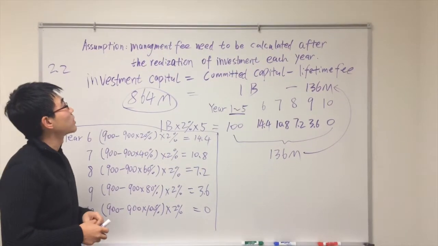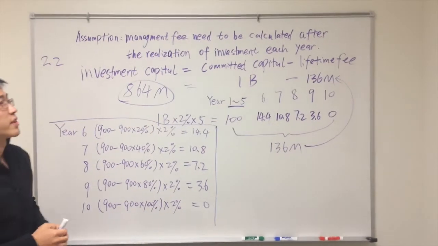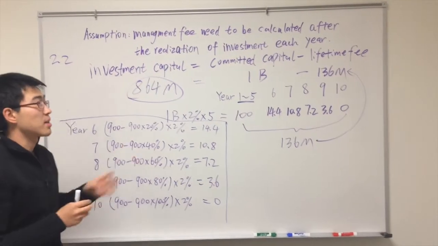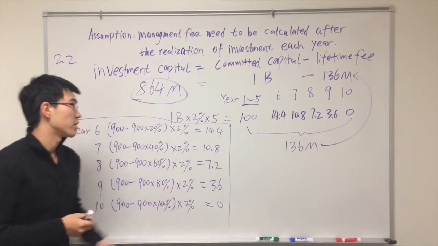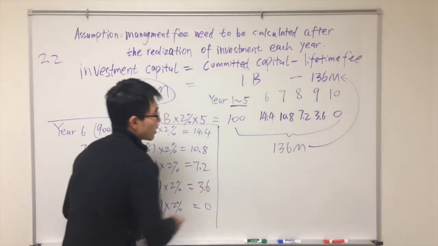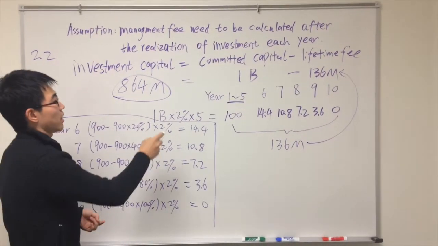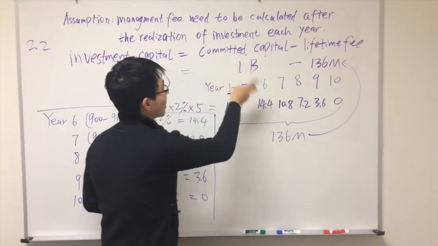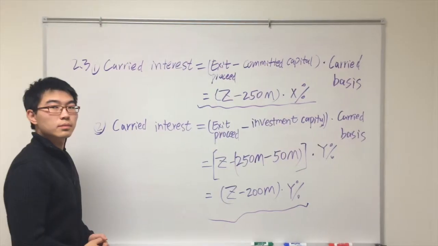First, we need to assume that management fee needs to be calculated after the realization of the investment each year. And based on this assumption, we calculated the management fee for each year. Here's the calculation. We sum it up, we get 136 million for the lifetime fee. And then we subtract it from the committed capital and get the final number of invested capital.